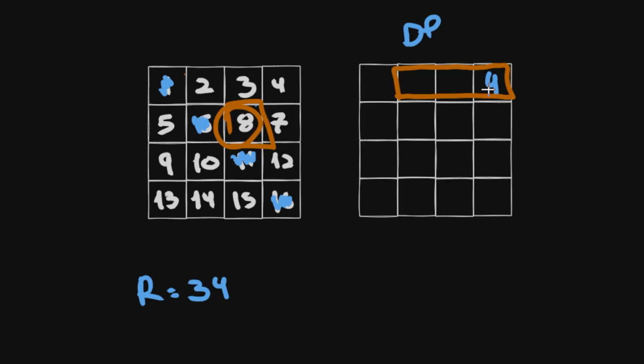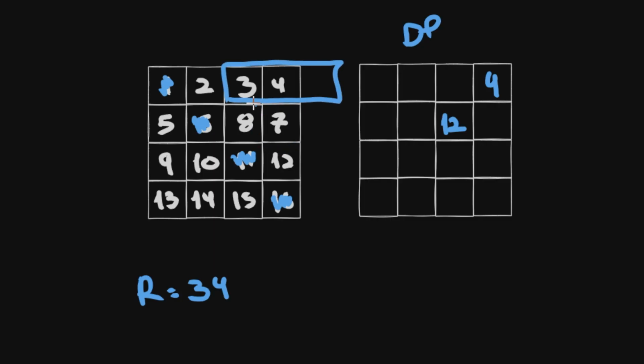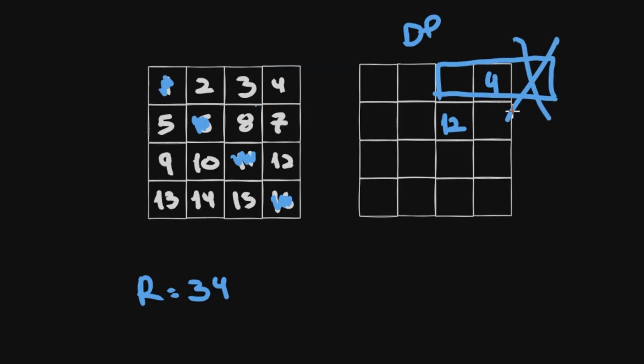And 8 plus 4 is 12. So we put 12 here. And now we are here and we do the same. If we are here, we could come from any of these 3 cells. So the maximum among these 3 elements, this is out of bounds, of course. So the maximum here is 4. And 4 plus 7 is 11. So we put 11 here.